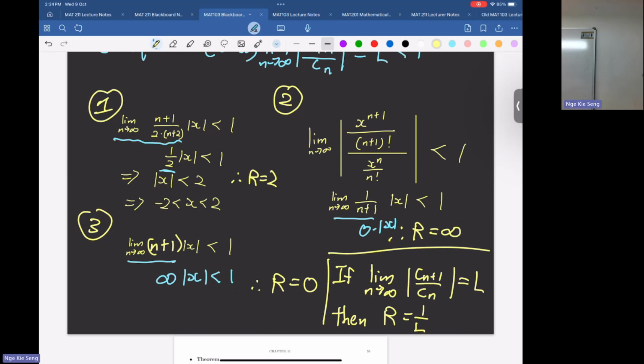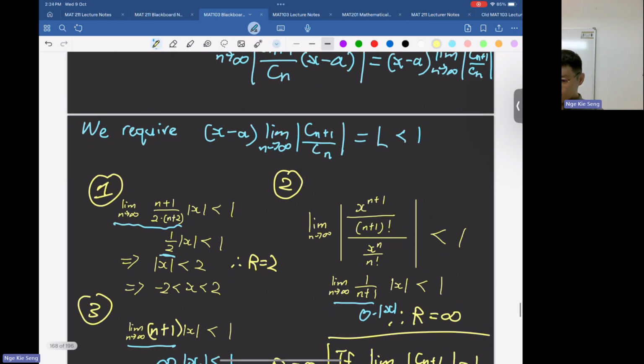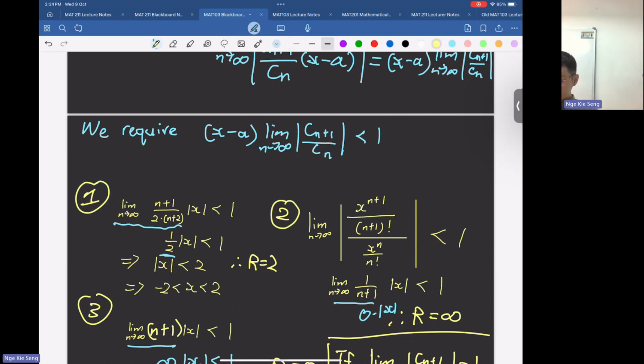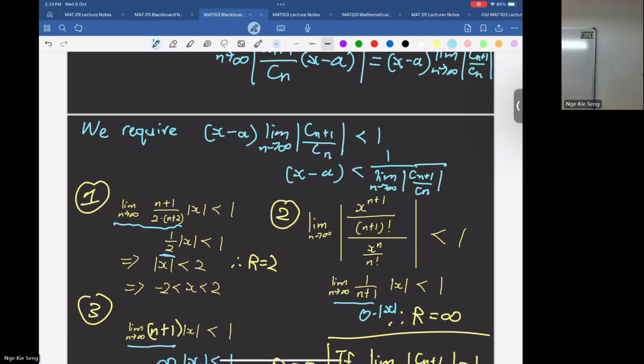Okay. So in the previous calculation, we should be able to see this already. Correct or not? If I want to make sure this calculation is less than 1, what do you do? You simply move your limit to the other side. And then you can show that if x minus a is within this length here, then your power series will converge. Okay, does it make sense?